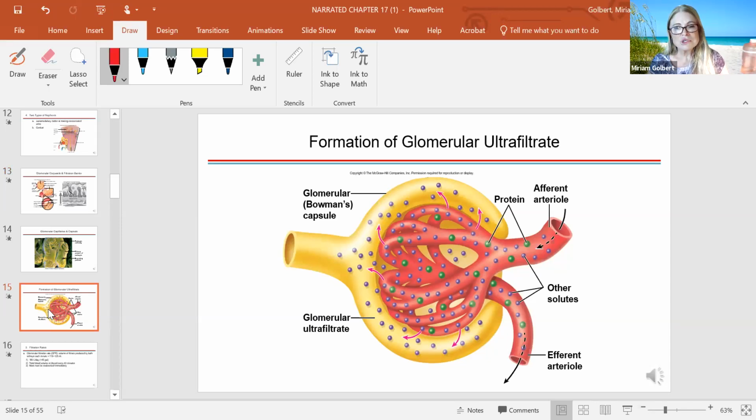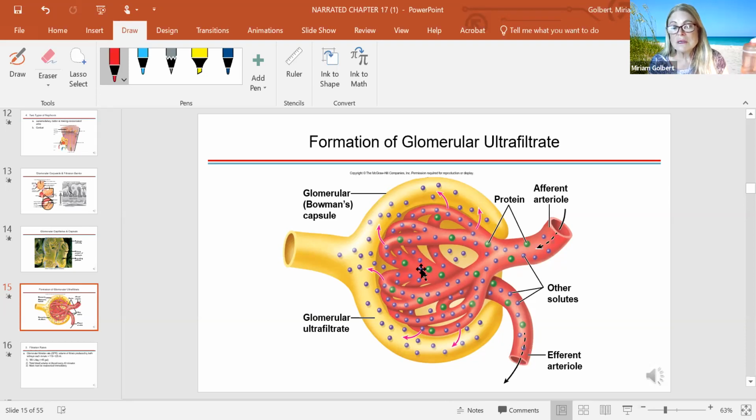So here is just to show you filtration and how, if you notice, the afferent arteriole has a larger diameter than the efferent. And so not only are we having the blood pressure coming in, which is going to be the force pushing things out, but we also create more pressure because the exit arteriole, or the efferent arteriole, is smaller, so that we can have a good filtration pressure right there in the glomerulus.